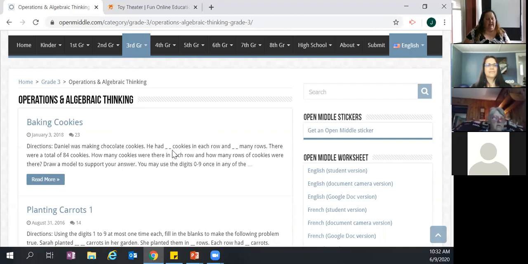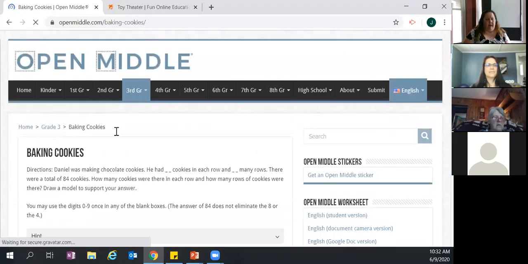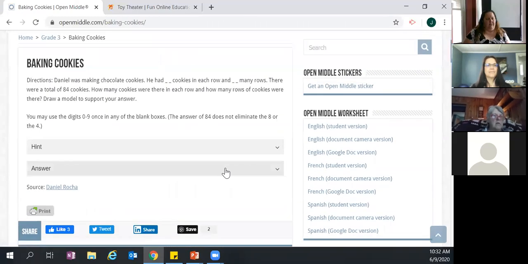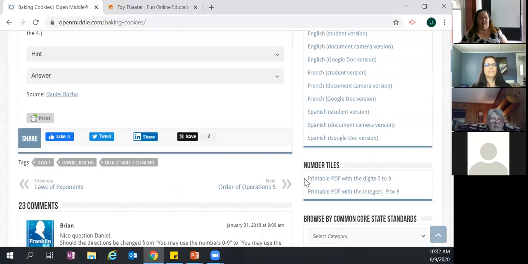So I can see a quick snapshot of the problem, but when I click on the problem, it actually opens it up. Sorry, in this case, there's no boxes for you to fill in. However, you can open up a worksheet that has this same problem on it with the pieces that you would need. And on this right-hand side over here, you can also scroll down. This is where you can print your number tiles. If you only need the digits 0 to 9, you can print from here. If you want integers that include down to -9 and up to 9, you can print those tiles.